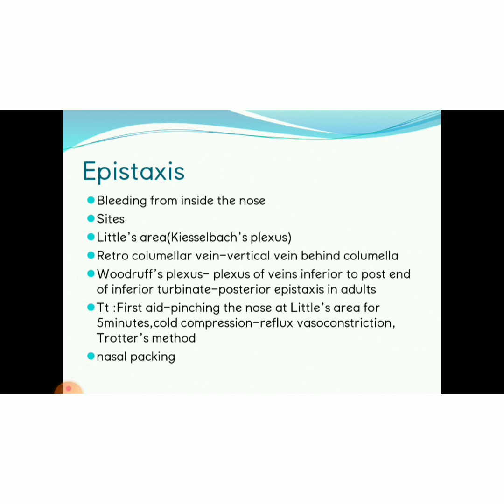In Trotter's method, the patient is made to sit leaning a little forward over a basin to spit out any blood and breathe quietly through the mouth. The main treatment is by nasal packing or cauterization. And there are certain surgical methods also if it can't be stopped by all those methods.